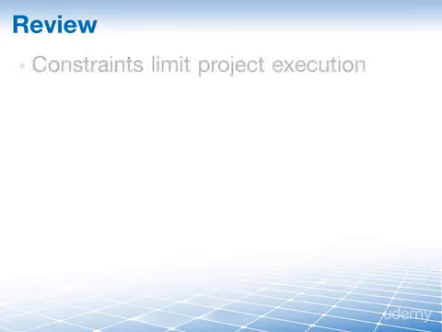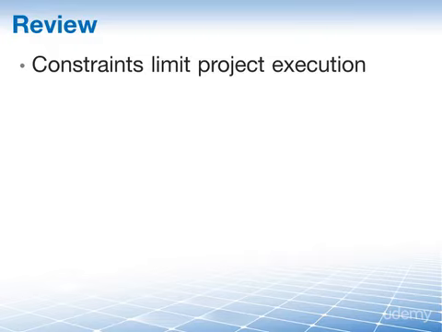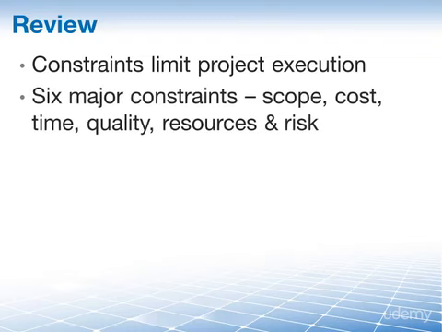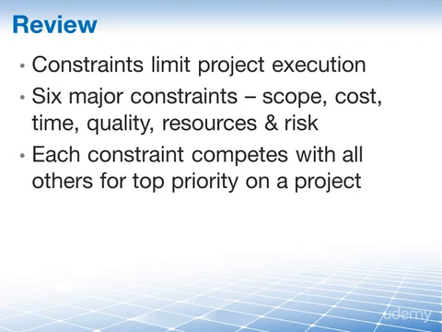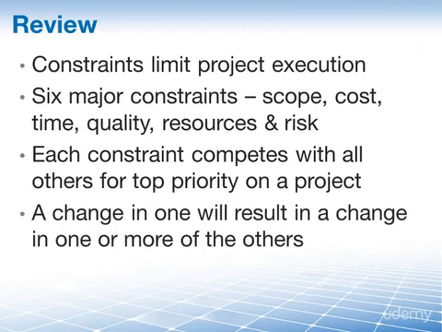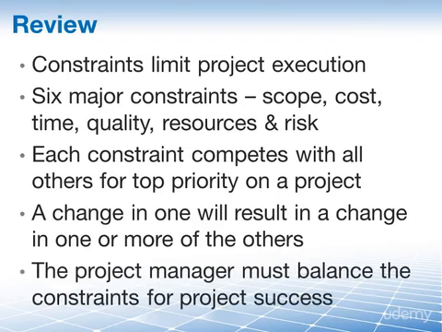Let's review. A constraint is any factor on a project that limits its proper execution. There are 6 major project constraints, and they are scope, cost, time, quality, resources, and risk. Each of these constraints is in constant competition with the others to be the top priority constraint on the project. A change in any one of these constraints must result in a change in one or more of the others, and you as the project manager must balance these constraints to ensure project success.